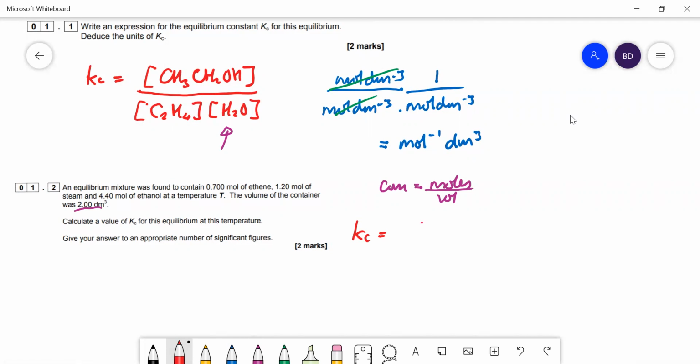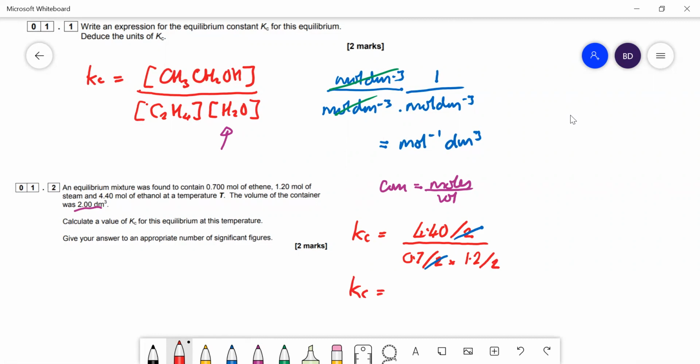Okay, so I'll write down here Kc is equal to we've got 4.4 moles of ethanol over 2. That's the concentration. 4.4 divided by the concentration, 2 dm cubed. And the concentration of ethene is, well, it's going to be 0.7 over 2. And the concentration of water is 1.2 over 2. Right, now we can cancel some of those 2's out. I'll get rid of that one there with that one there. That makes the slightly fewer numbers to put into a calculator.